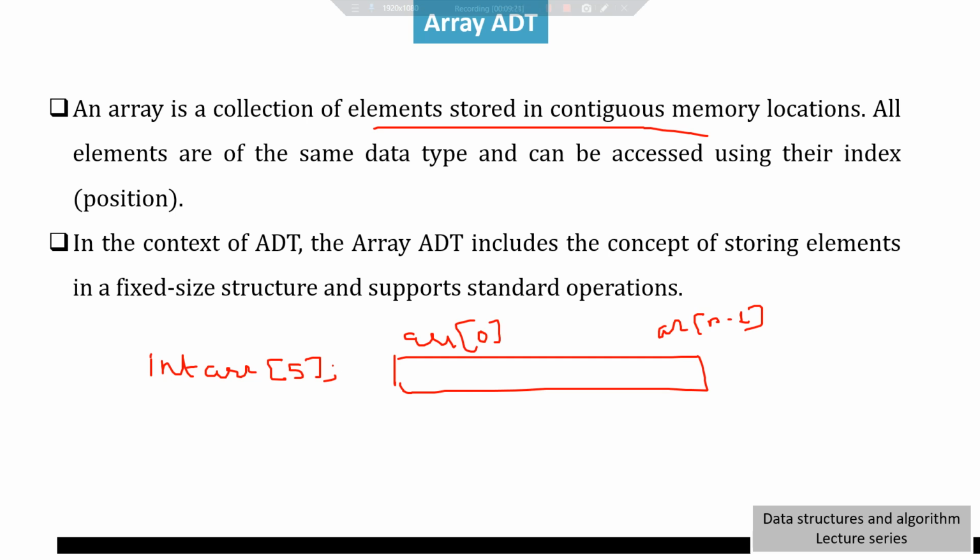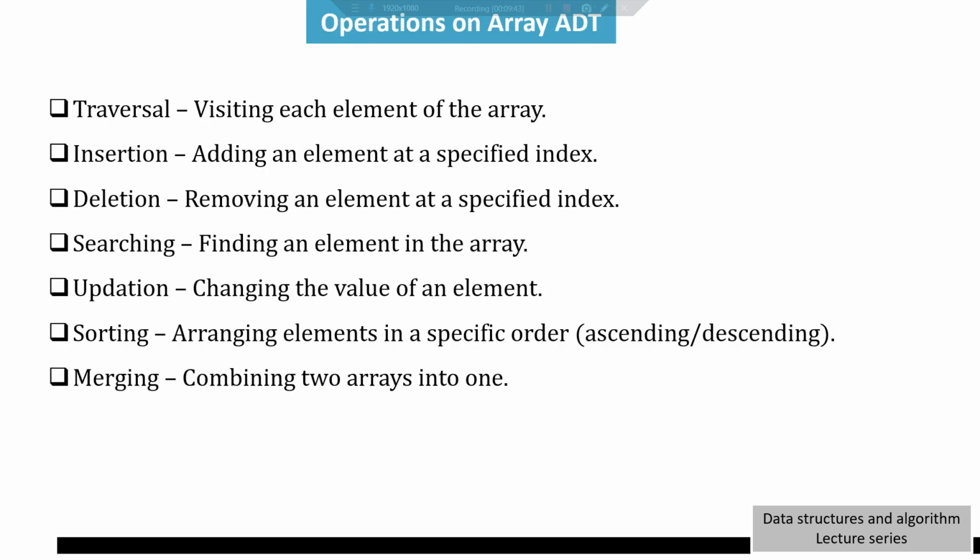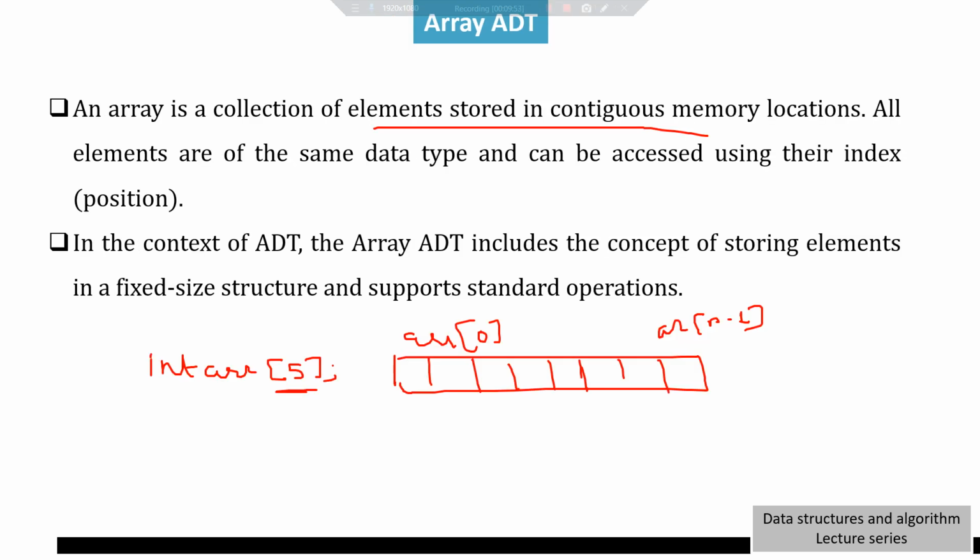In the context of ADT, the array ADT includes the concept of storing elements in a fixed size structure and supports standard operations. Standard operations means adding an element, deleting an element, searching, traversing. These are all the operations, right? So the list of operations which can be performed on array ADT is given. Traversal means visiting each element of the array, that is visiting the first element, the second element, the third element, and so on.